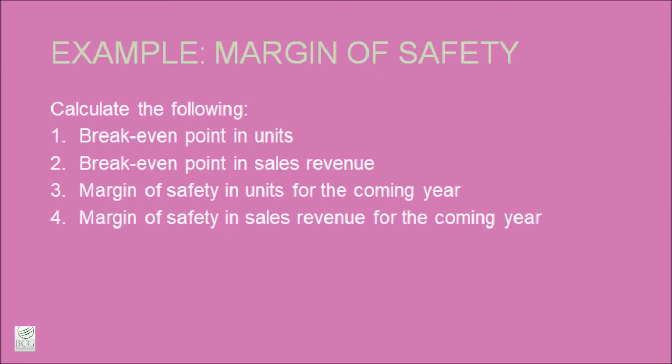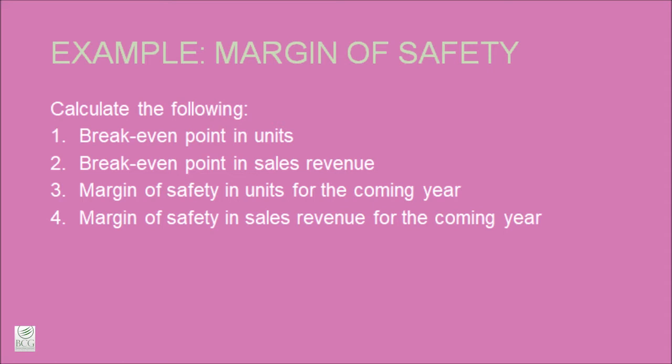Now, we are required here to calculate the following. Break-even point in units, break-even point in sales revenue, margin of safety in units for the coming year, and margin of safety in sales revenue for the coming year. Now, we're going to answer this one by one. Before we answer number 1 and number 2, do take note of the given presented in the problem. So you may opt to rewind this video in order to refresh yourself on what the givens are in this problem.